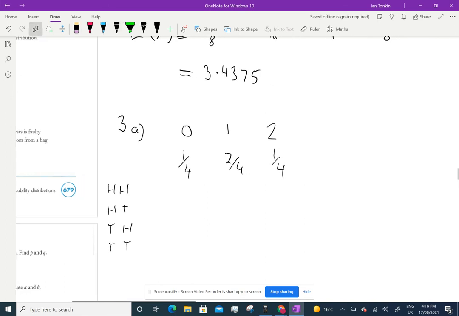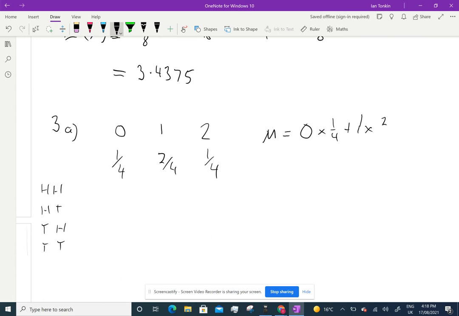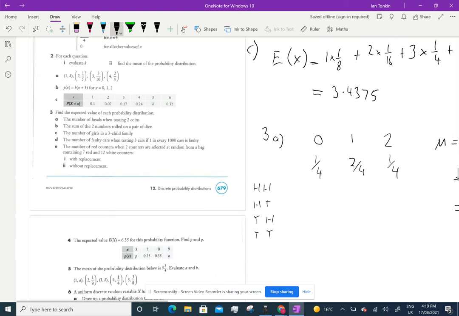All those have got to add up to 1. So my expected value is 0 times 1 on 4 plus 1 times 2 on 4 plus 2 times 1 on 4. So 0 plus 2 quarters plus 2 quarters is 1. So 3A, the answer should be 1, and it is. So you can do that with all those.